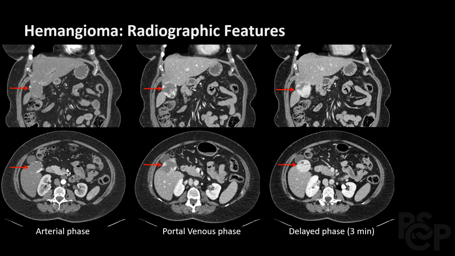As you can see here, on arterial phase imaging, there is nodular discontinuous peripheral enhancement. Enhancement increases on the portal venous phase, and the lesion progressively fills in or enhances centrally on delayed phase imaging.